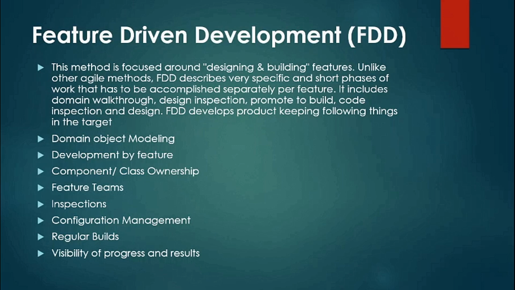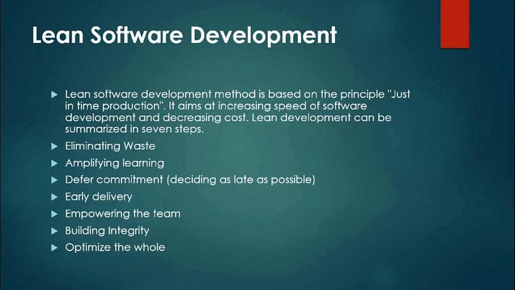Okay. Now in FDD, the things that are taken care of are domain object modeling, development by feature, component or class ownership, feature teams, inspections, configuration management, regular builds and visibility of progress and results. So all these things are taken care of in feature driven development.